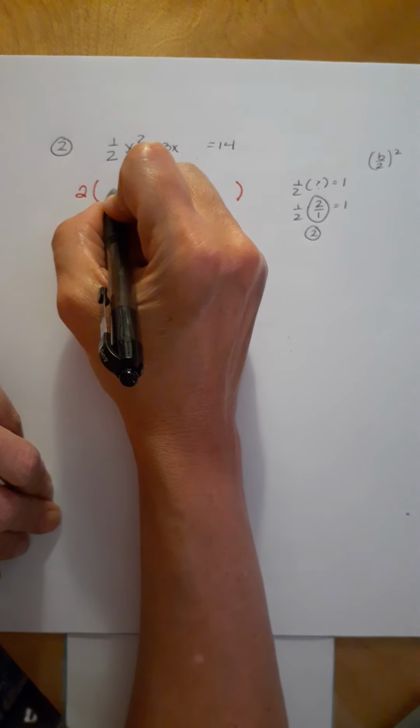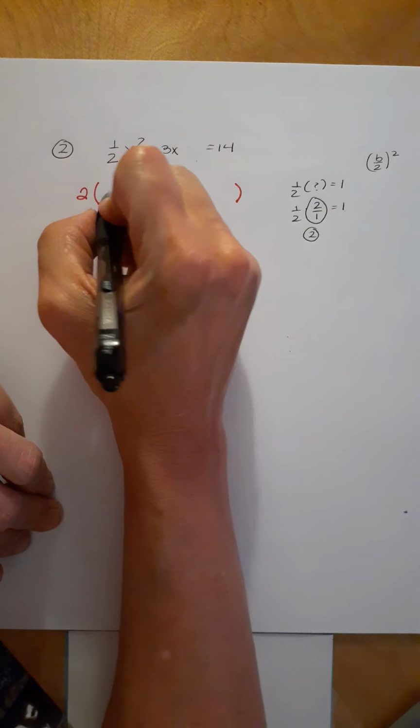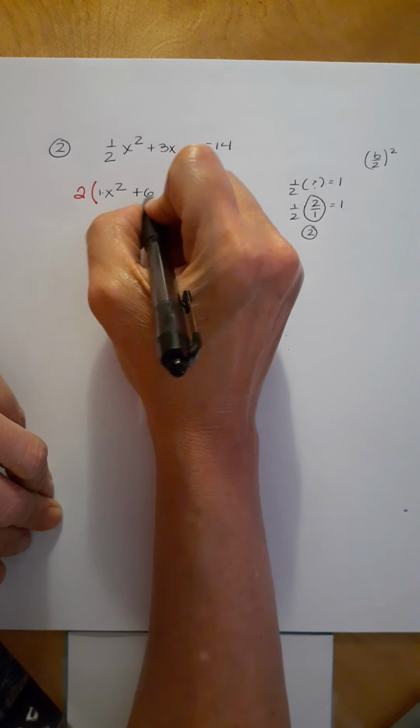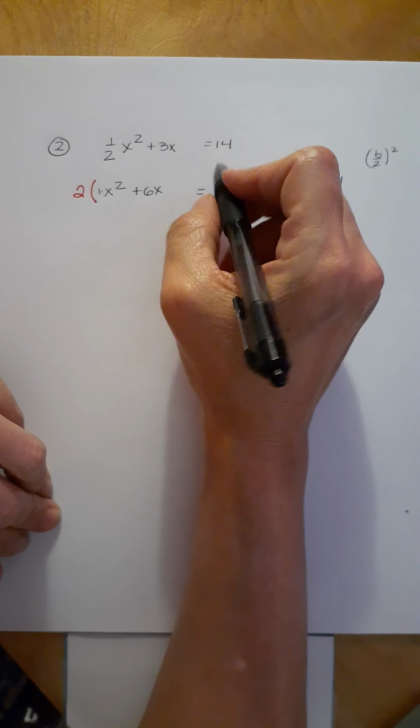So 2 times 1/2 is x squared. We know that already. 1/2 times 2 over 1 is 1. If you want, we'll put a 1 here. 2 times 3, 6x. I have nothing else. And then 2 times 14.